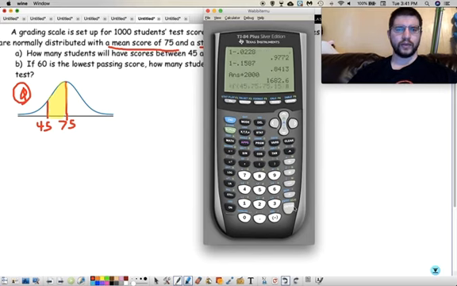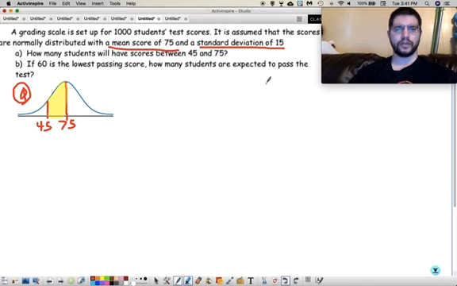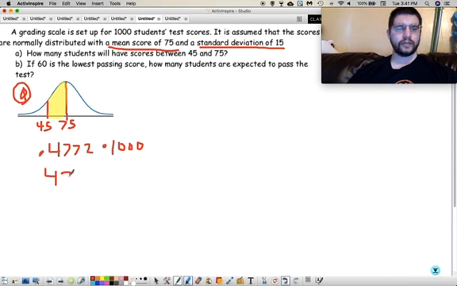That's 2 standard deviations below the mean. 47.72, and we ask how many students there. Times 1,000. So that's 477.2. We can't have 0.2 students. Let's just go for 477.